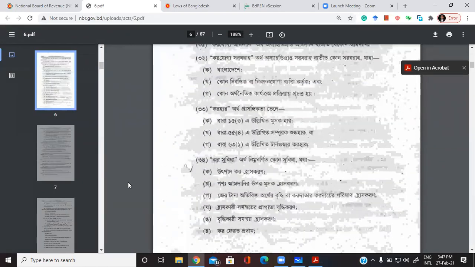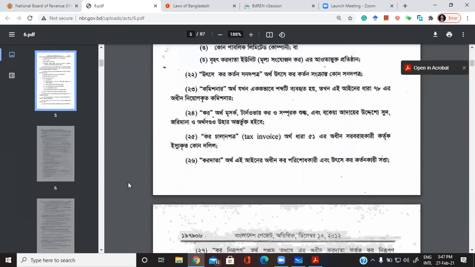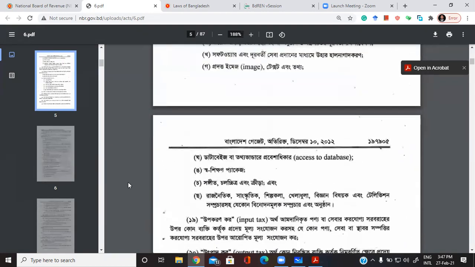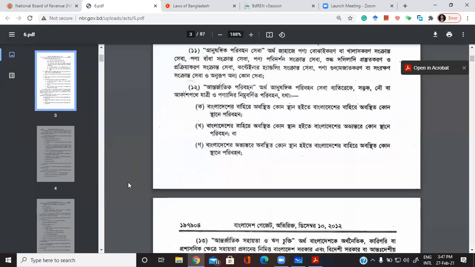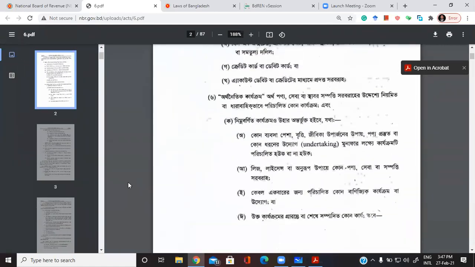This question is similar to the question of when you are supposed to submit the income tax return. Can you recall? There are some conditions.